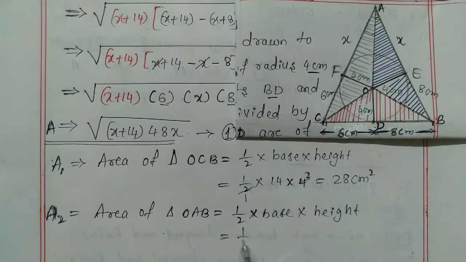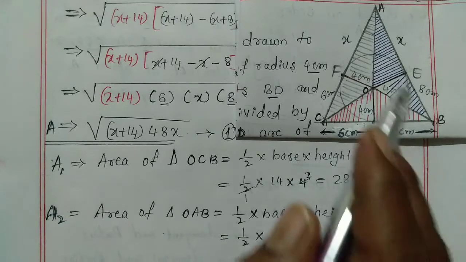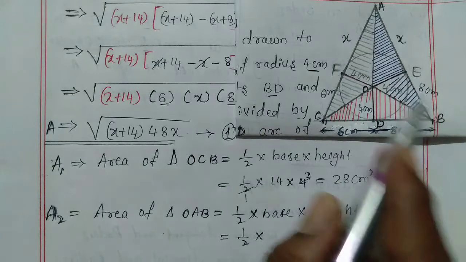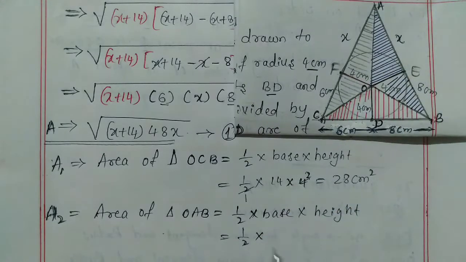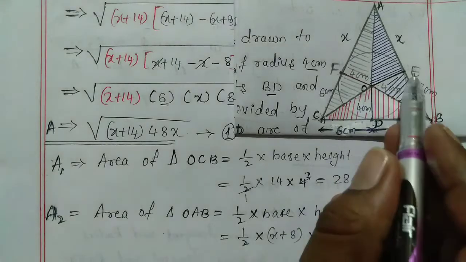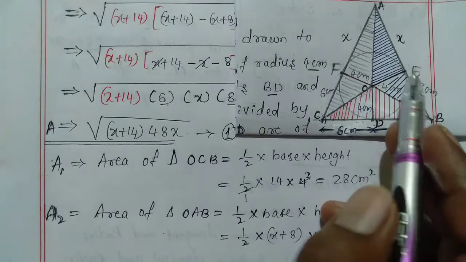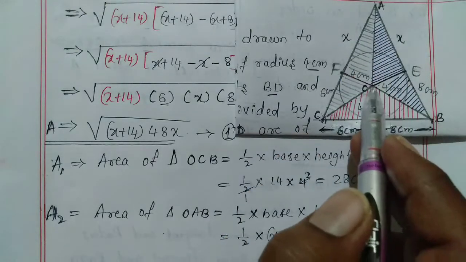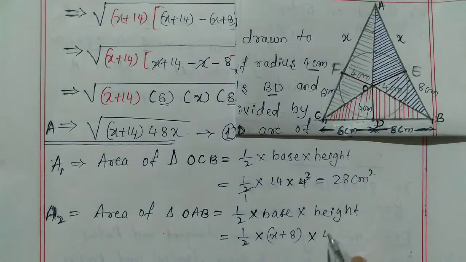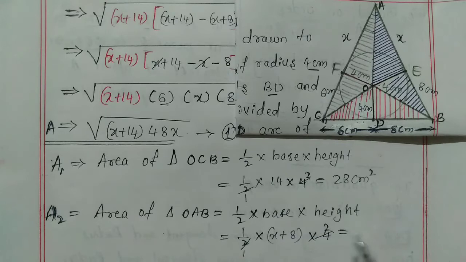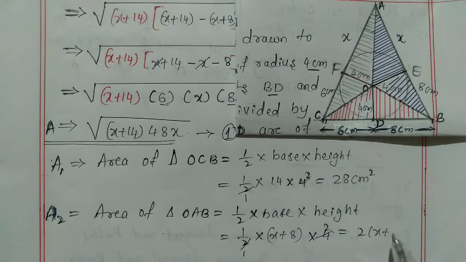So I will write 1 by 2 as it is, and here base is AB. AB length is x plus 8 centimeter, so I will write x plus 8 centimeter. Into height is OE, because OE is perpendicular to AB. So that's why this is height, and height is 4 centimeter. So 2 cancels 2, which equals 2 into x plus 8 centimeter square.